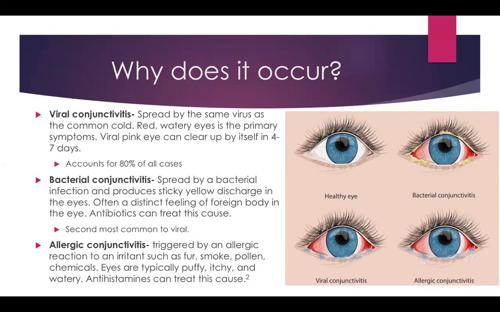Symptoms of viral pink eye are typically red eyes and watery eyes, but there's no discharge present. Next is bacterial pink eye, the second most common after viral. It is spread by bacterial infection, and this produces the yellow sticky discharge that's seen in this photo. It's often accompanied by a feeling of itchiness, or like there's a foreign body in the eye. And of course, antibiotics can be used to treat the bacterial condition.